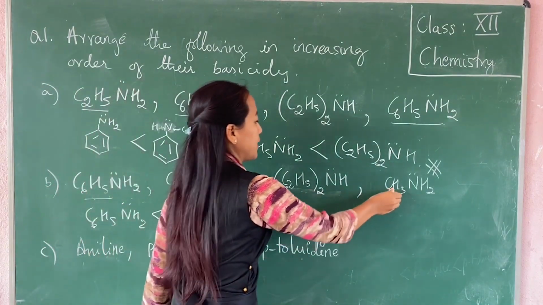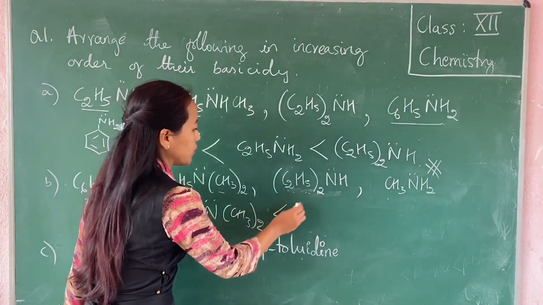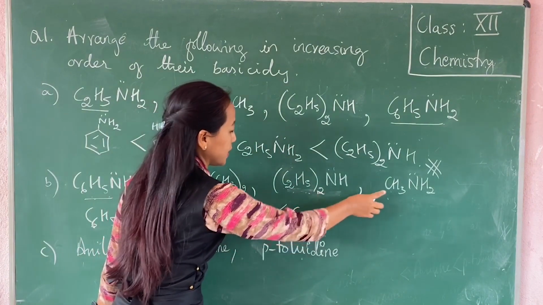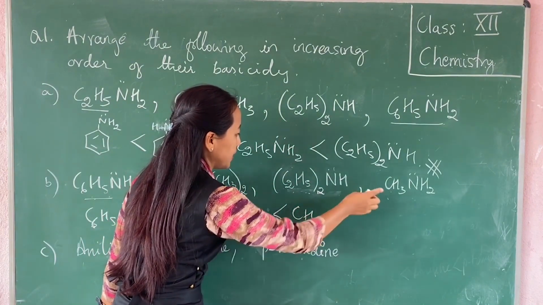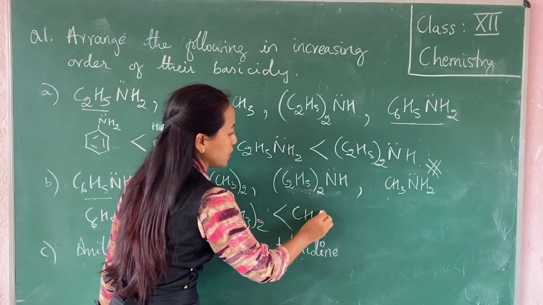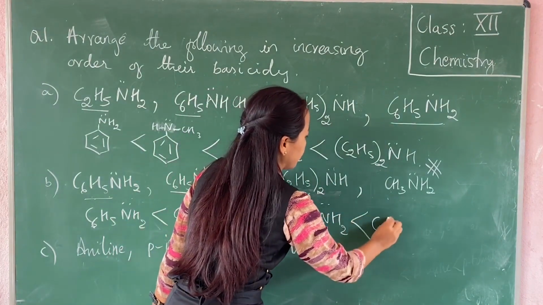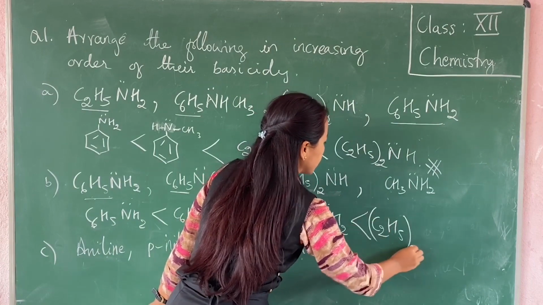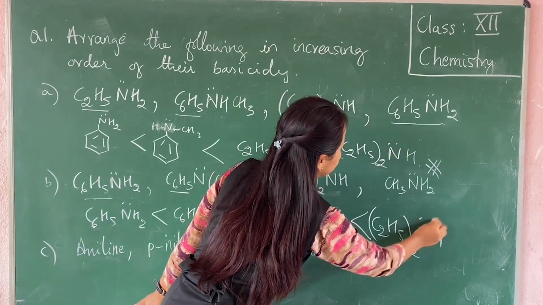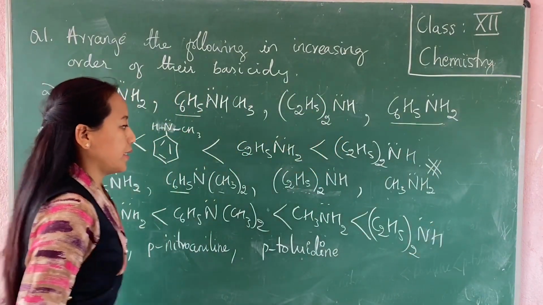Then when you compare the basicity of these two, because of two electron donating groups, this will be the most basic, and that will be less basic compared to this one, C2H5 NH2, and then C2H5 twice NH. Okay.